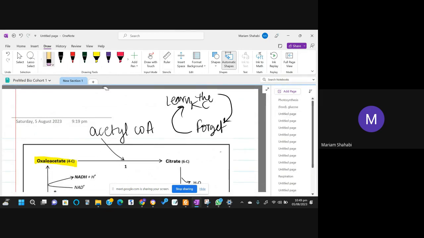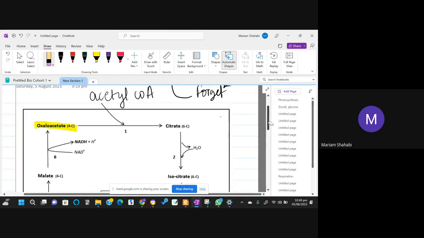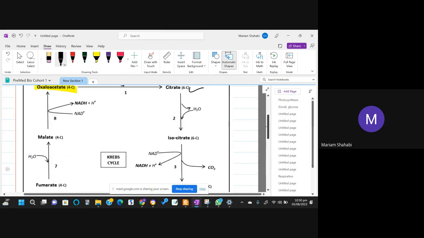Confusing हो जाएगा. It will combine with oxaloacetate, which is a 4-carbon compound. Now remember that acetyl-CoA is 2 carbon. ये oxaloacetate के साथ combine करके it will form a 6-carbon compound, which is citrate. And then citrate will undergo a rearrangement and it will become isocitrate.